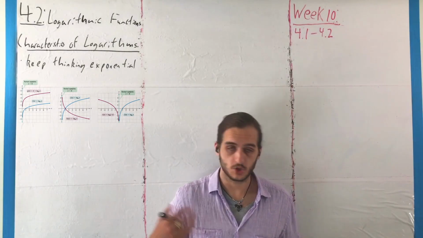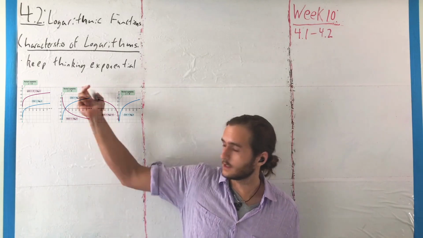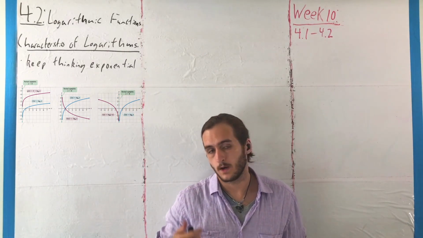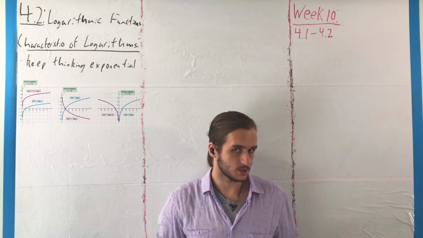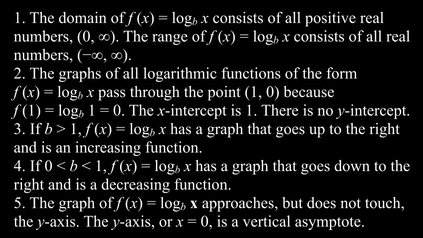So if we want to describe the general characteristics of logarithmic functions, again, keep the same track here, where what we can do is look at things like domains and ranges and get that the domain of f of x equals log base b of x consists of all positive real numbers because the range of an exponential was all positive real numbers, and the range of a logarithm will be all real numbers because the domain of an exponential was all real numbers. Then if we want to graph them, they're going to pass through the point (1, 0), because f at 1, which is log base b of 1, will be 0 for any base.